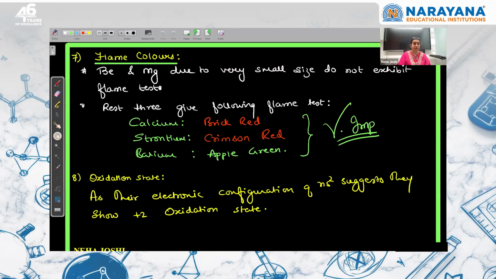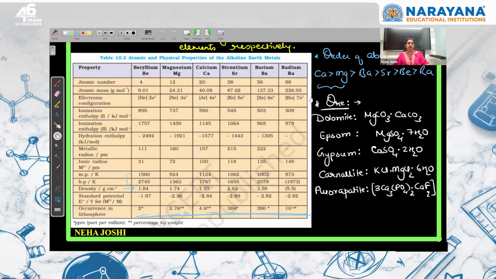Flame color is very, very important. Beryllium and magnesium, due to small size, require high energy to excite the outermost electron, which is not achieved in the given flame test condition. So they do not give a flame test. The rest, calcium, strontium, and barium, those three give it. Again, please exclude radium in general in our conversations as it is radioactive, so we won't talk of it much.